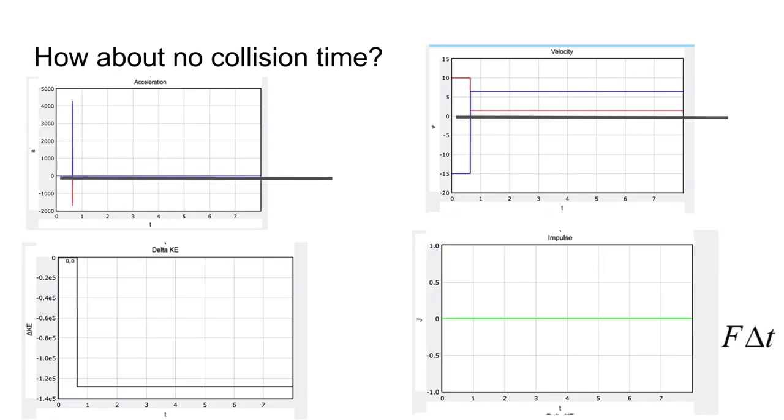For no collision time, we see that it just spikes up without any dampening, which is not safe for drivers. And for impulse, we see that it's zero because impulse is force times time, and if time is zero, then impulse is zero.